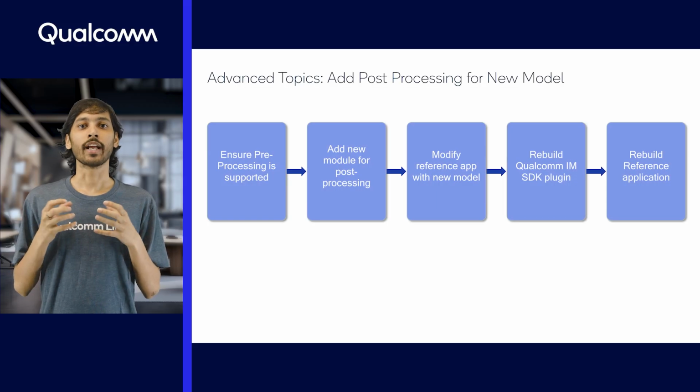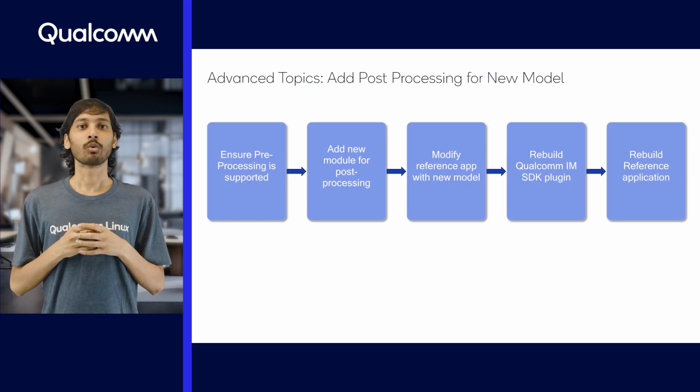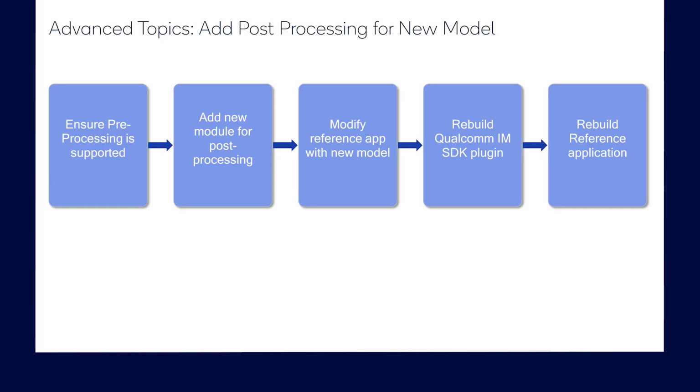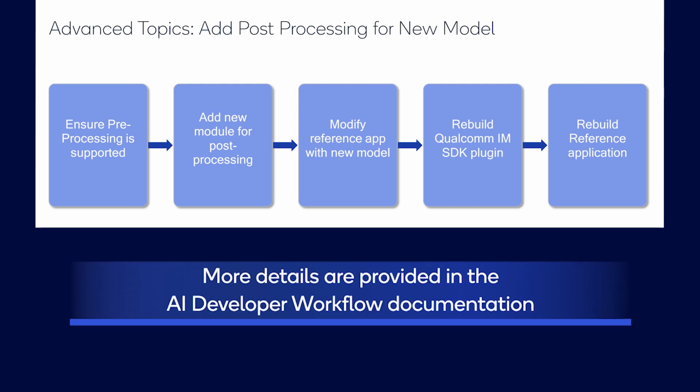This section guides you in adding model post-processing support for Qualcomm IM SDK plugin, particularly in cases where the current Qualcomm IM SDK plugin does not support post-processing for the model. In this example, we explain the required steps to add custom model post-processing to the QTI MLV detection plugin. First, you must ensure that pre-processing is supported. Next, you can add a new module for post-processing. Then you will modify a reference app with the new model. Next, you rebuild the Qualcomm Intelligent Multimedia plugin. And finally, you can rebuild the reference application.